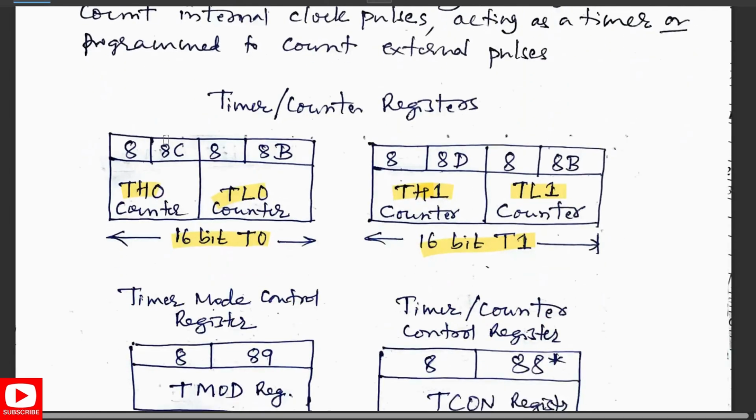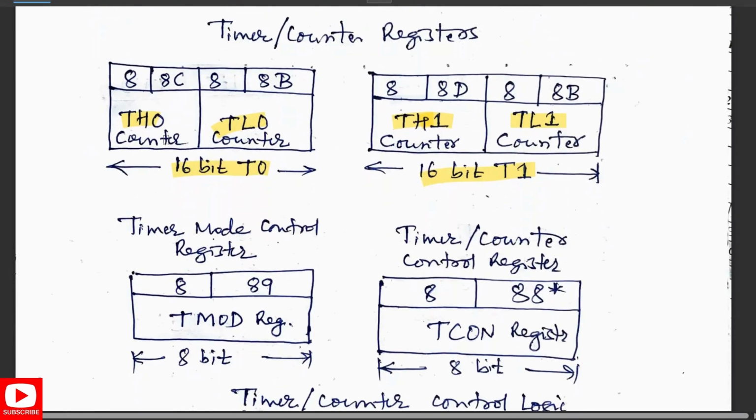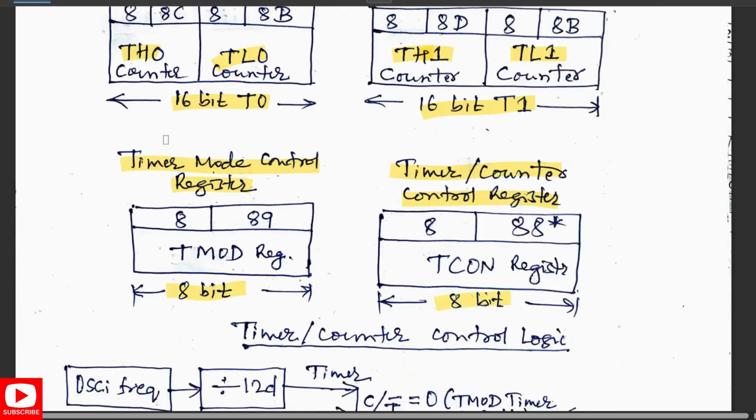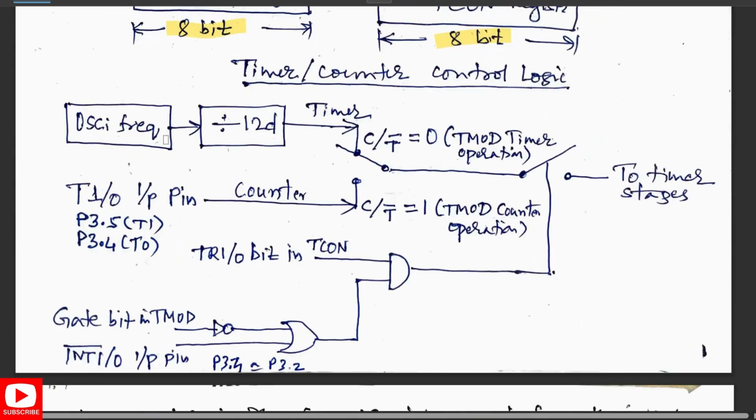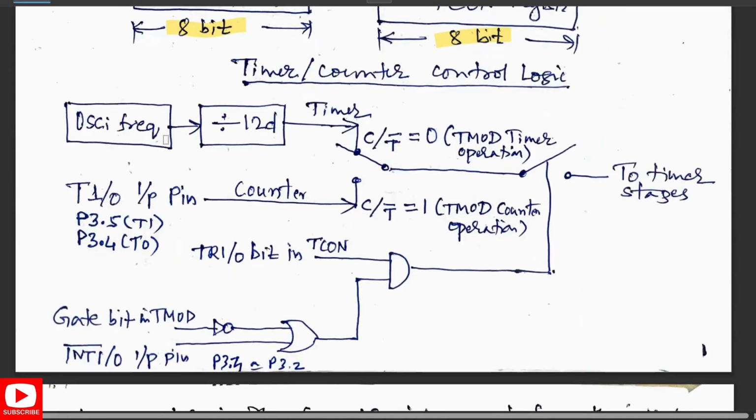Next, there are two control registers, that is TMOD, the timer mode control register, and TCON, the timer control register. So these are the two registers in the timer or counter. These are 8-bit registers. Okay. Next, this is our timer or counter logic.